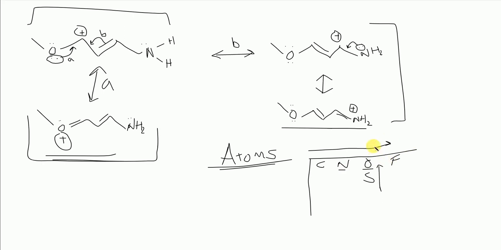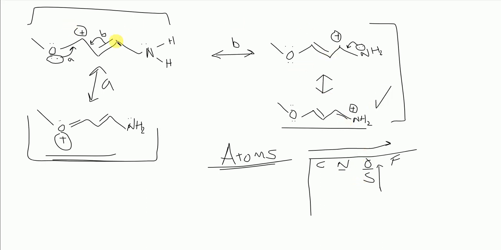Which one is better at holding a positive charge? As I go to the right and to the top, I'm more hungry for electrons, to put it in a simple way. I'm better at holding negative charge. I want negative charge. And as I go in the opposite direction, these things are better at holding positive charges. So the nitrogen in this case is better than the oxygen at holding this positive charge. So this would be our major form.